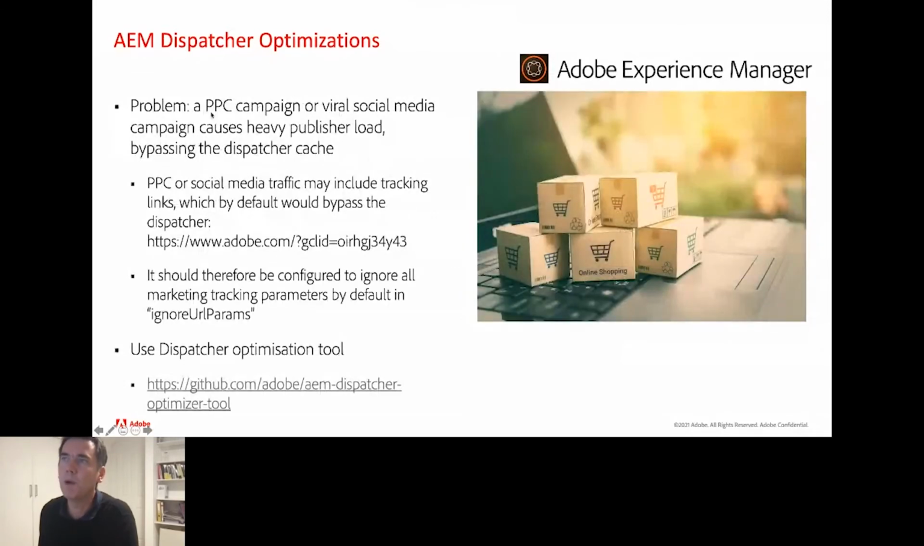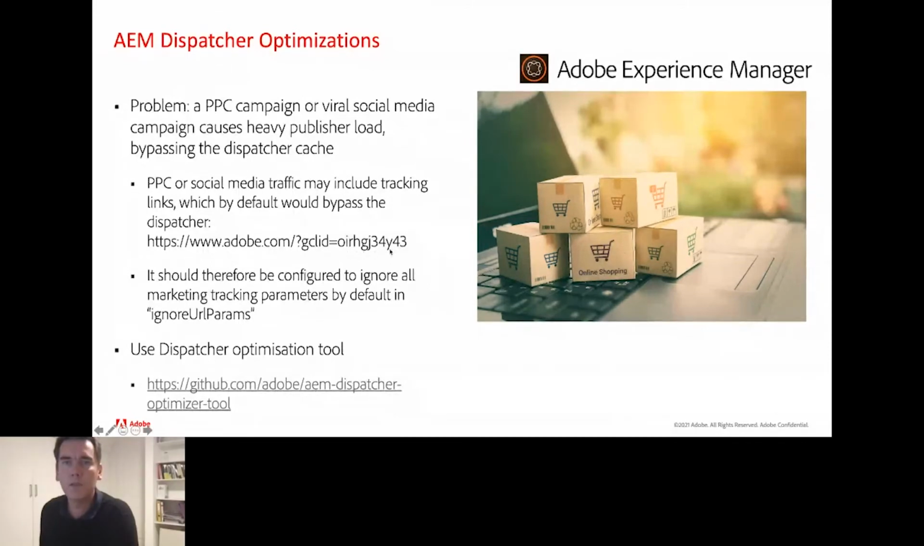So, problem: a pay-per-click campaign or a viral social media campaign causes heavy publisher load and is bypassing the dispatcher cache. E-commerce sites may drive traffic to their sites using pay-per-click, search adverts, or social media campaigns. Use of these mediums will mean that a tracking ID is added onto the outbound link from that platform. For example, Facebook will add a Facebook click ID to the URL, and Google Adverts will add a Google click ID. This will make incoming links to your AEM frontend appear like this, as an example.